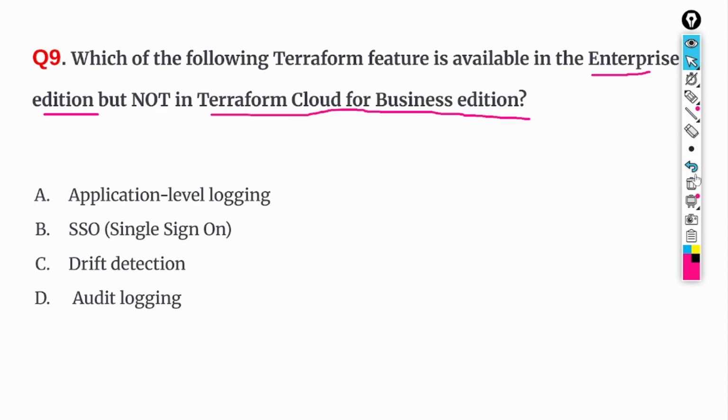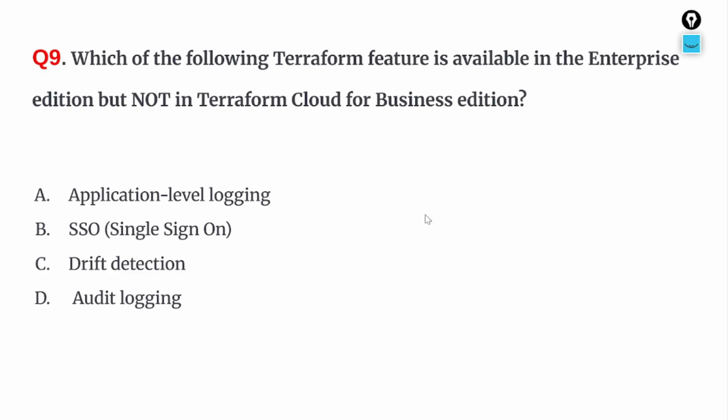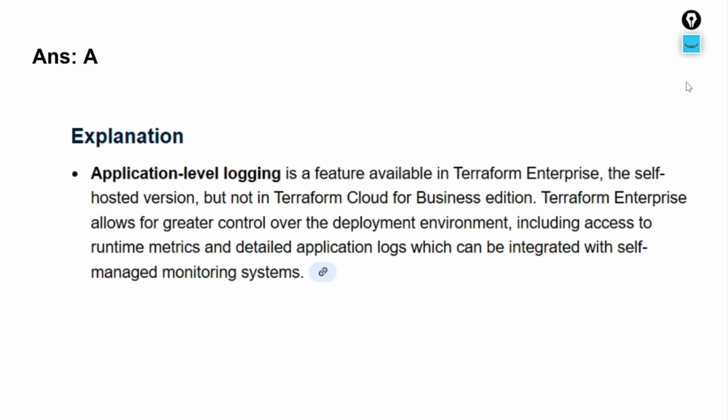They are asking about features. Basically it is a comparison question, but they have given 4 options, so we have to identify the correct one. The correct answer is application level logging. This feature is available in Terraform Enterprise, not in the Business Edition. Here it is, I will highlight it also. This feature is available in Terraform Enterprise only.